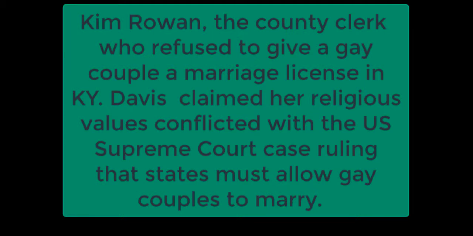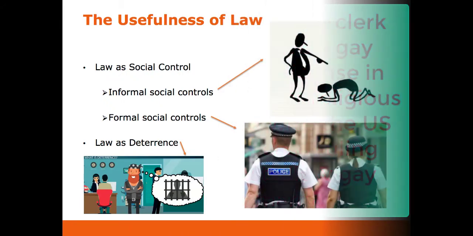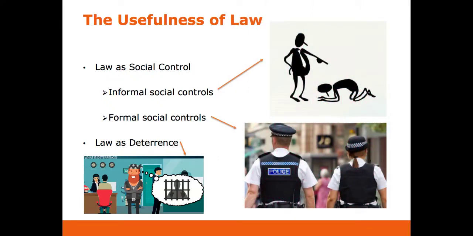You can see the value issue here. The Rowan County clerk stated her religion did not allow her to recognize gay marriage, while the U.S. Supreme Court, which was the highest court in the land, said she must process the marriage license. The law has several important functions. It allows for both informal and formal social control. When we talk about social control, we're talking in broad terms, and we're speaking to how society regulates or moderates both the individual's actions as well as the collective actions of all people in society.